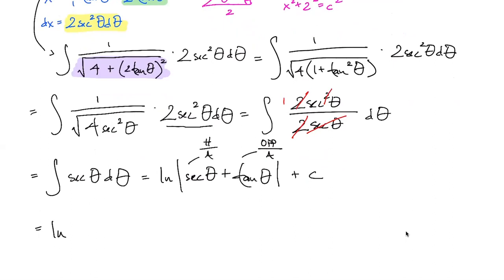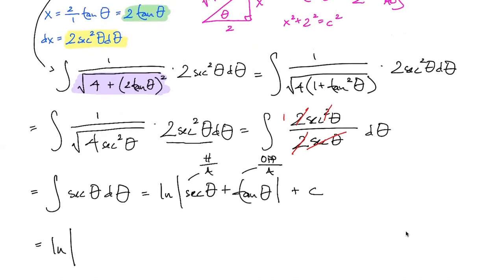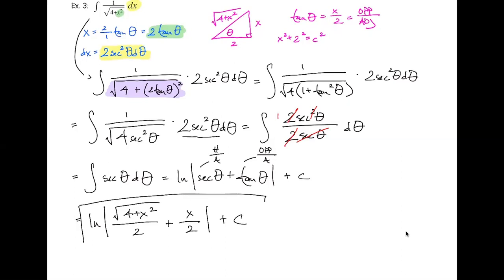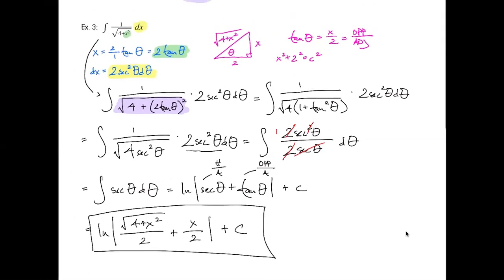So I get the natural log of, let's see, secant is going to be square root of 4 plus x squared over the adjacent, which is 2, plus my opposite side, which is x, over the adjacent side, which is 2, plus c. Right? And that is absolutely fine to leave as a final answer for example number 3.